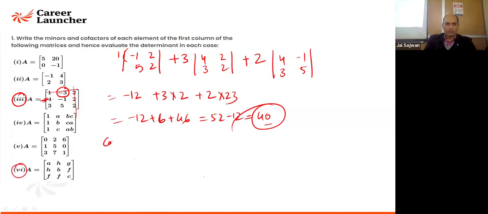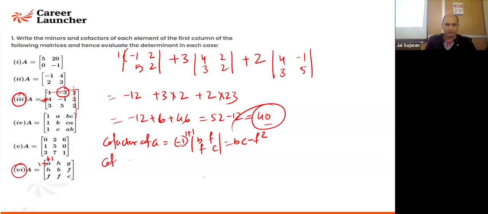Okay. So what is cofactor of A? Cofactor of A is minus 1 to the power 1 plus 1. Do you know why I'm doing 1 plus 1? Because this is first row and first column. And then what is left here is B, F, F, C. What do you get? BC minus F square.